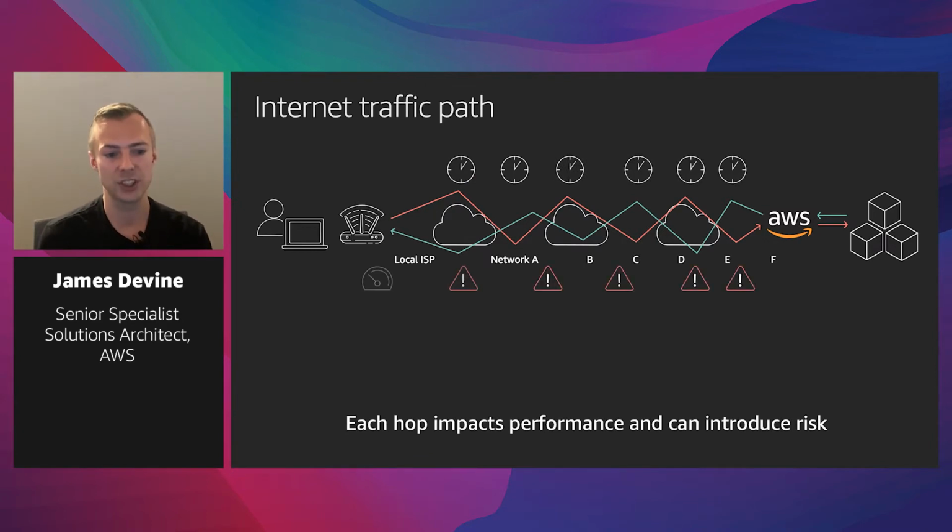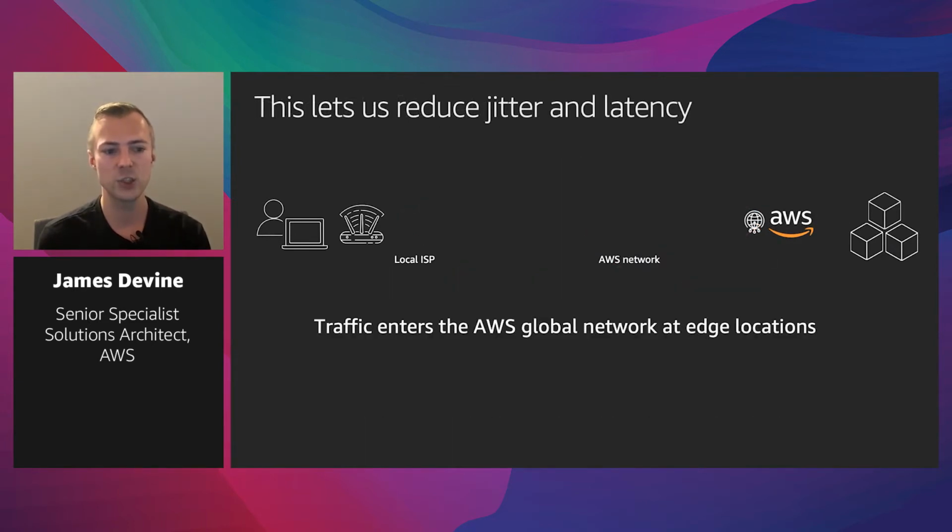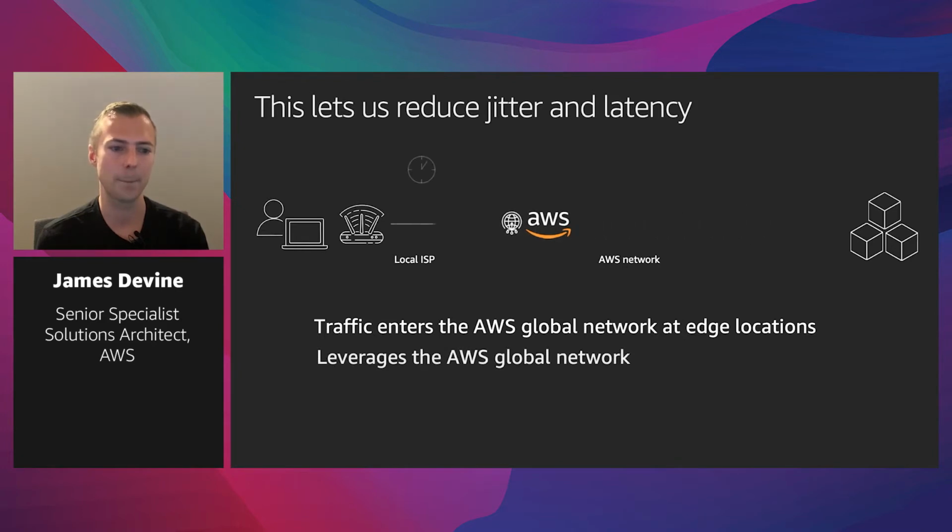So each of these hops impact performance. It's another hop, there's a routing delay, a processing delay, and then moving the traffic along. Further, you can get out of order packets and packets not coming in the right sequence. So that can really introduce risk to the application, both the performance and the availability as it traverses the internet. This is really why we have our global network with edge locations. We want to get user traffic onto the AWS backbone as quickly as possible so we can control it and have predictable and repeatable performance.